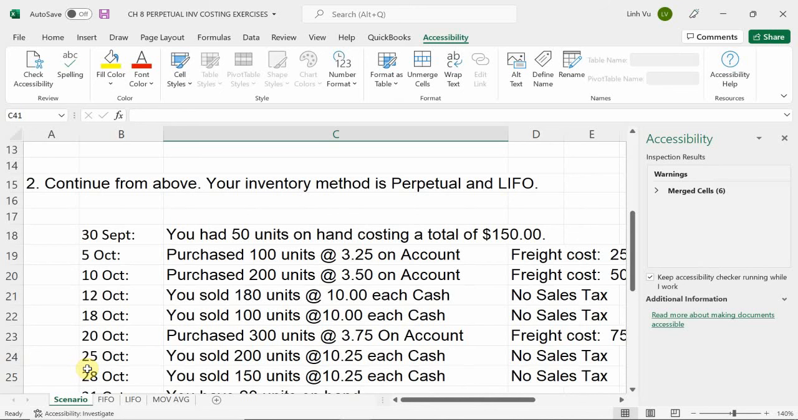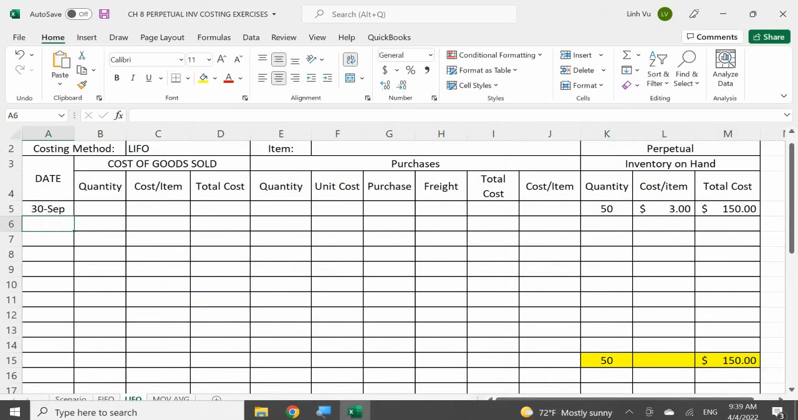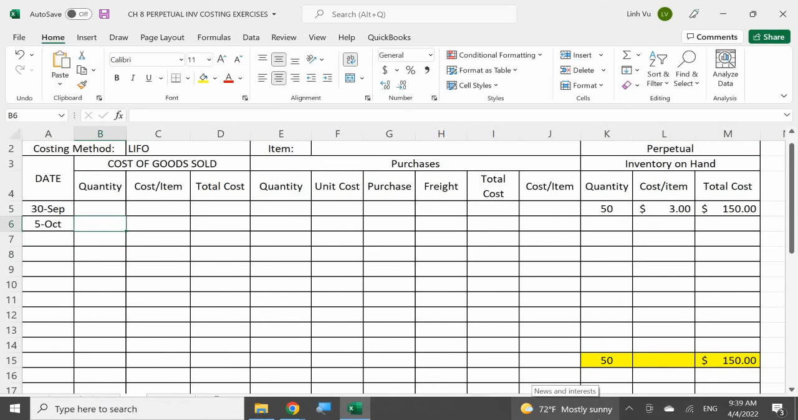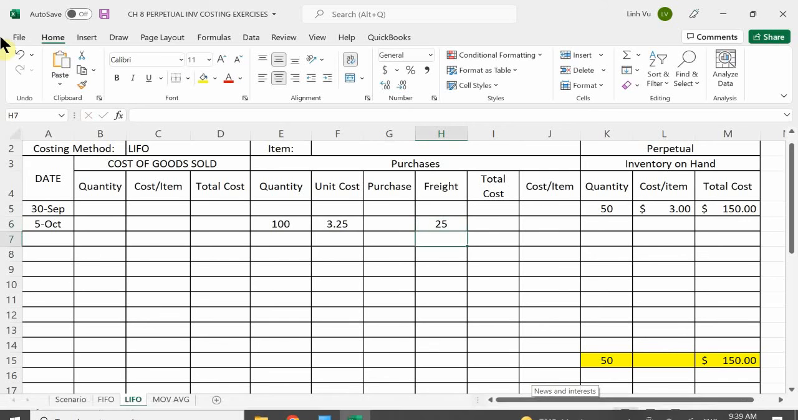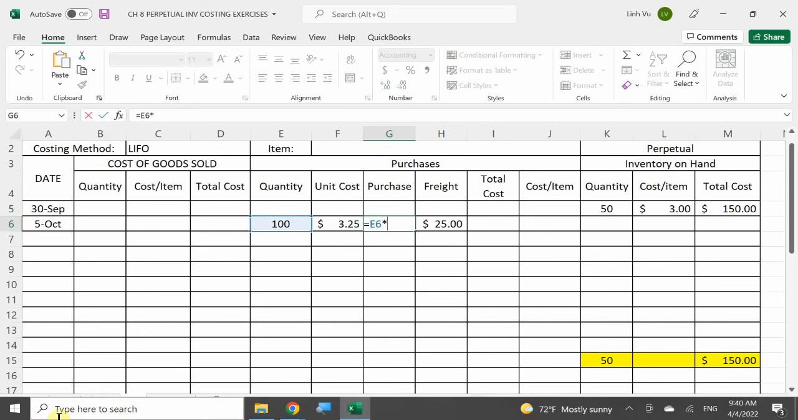Okay. So then October 5th, we end up purchasing 100 units at $3.25 each with a freight of 25. We're going to skip over the cost of goods sold section because we just purchased 100 units at $3.25 each with a freight of 25. So what is going to be my total purchase price if I bought 100 units at $3.25 each?